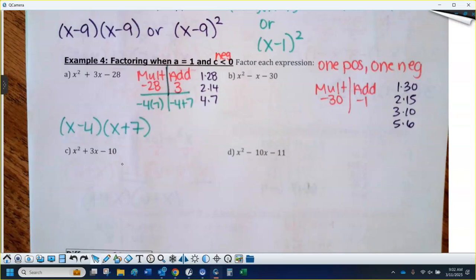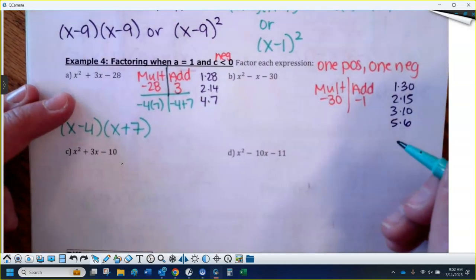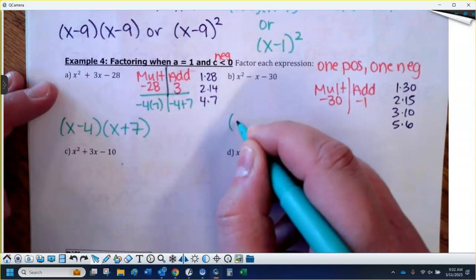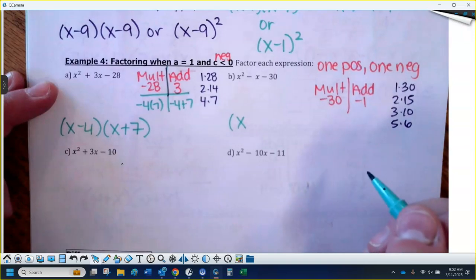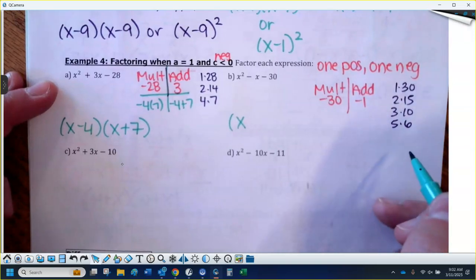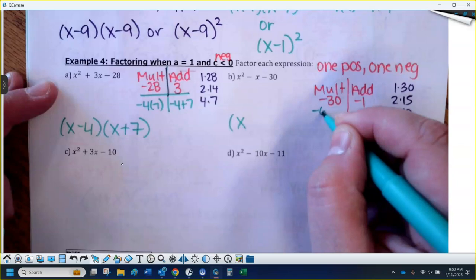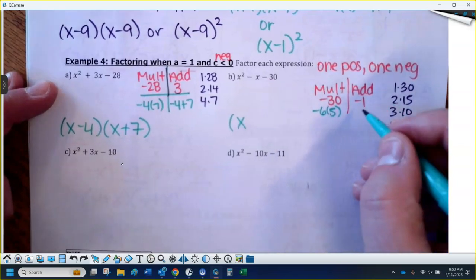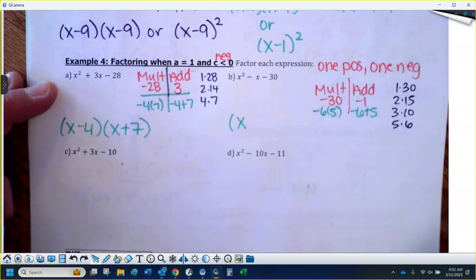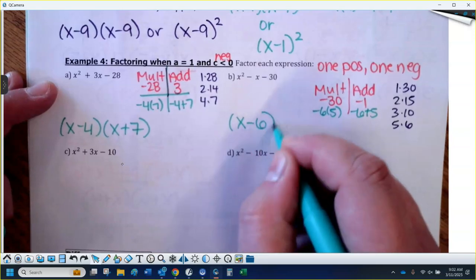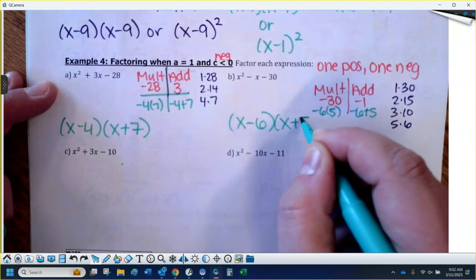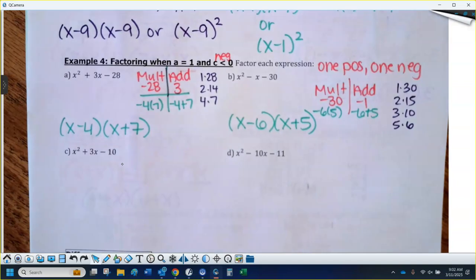What do I have to use there? Angela, what do you think? It's got to be 5 and 6. Okay, how would you write it? Which one's got to be negative? Exactly. If you do -6 times 5, that's -30. -6 plus 5, that's your -1. So just one of the factors is x minus 6, the other one is x plus 5. Doesn't matter which one of those you write first or second.